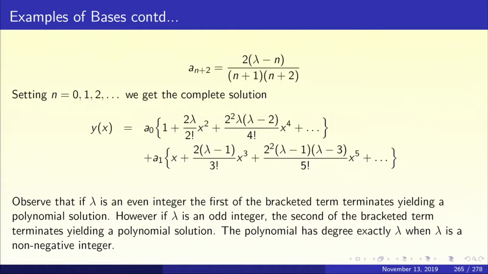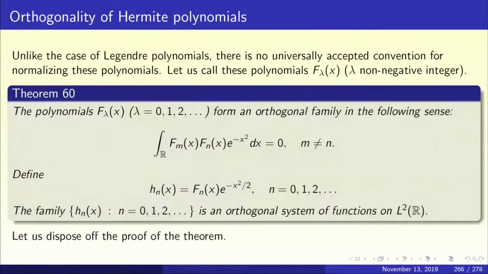That's the more elementary way of looking at it. So either of the two ways you can use, and you can conclude that whenever lambda is a non-negative integer, there is one up to scalar multiples polynomial solution. These polynomial solutions are called the Hermite polynomials. Let us denote them by f lambda of x when lambda is a non-negative integer.